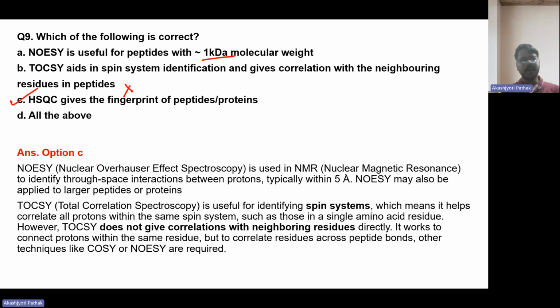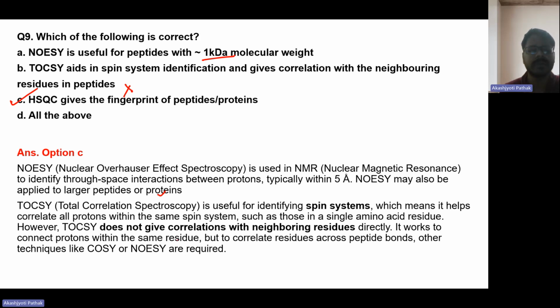The NOESY is used in NMR to identify through space interaction between protons. Because in NOESY we have dipolar coupling, and that is why all the protons that are within 5 angstrom distance give a peak. And it can also be applied to larger proteins or peptides. And in TOCSY, not only do we get the correlation with neighboring residues, but also the other residues in the peptide.